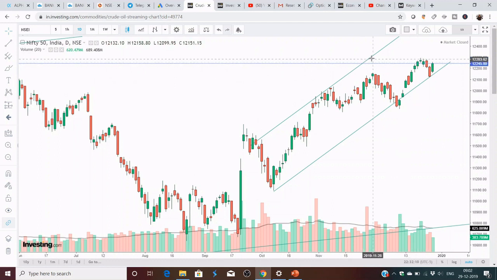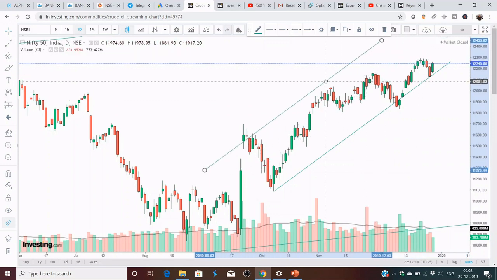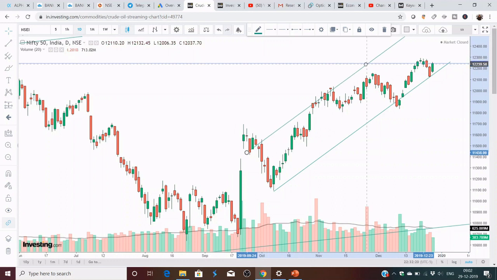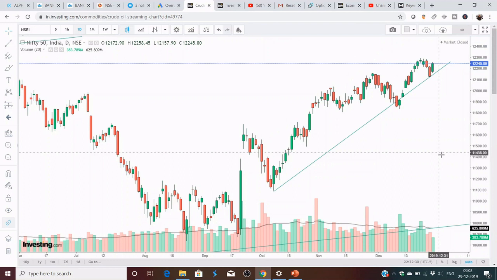The wicks have to touch, but a higher high is forming, but the channel has not been formed. Maybe we have to wait for some more time to create a channel for this, or we have to wait for a new peak to form.